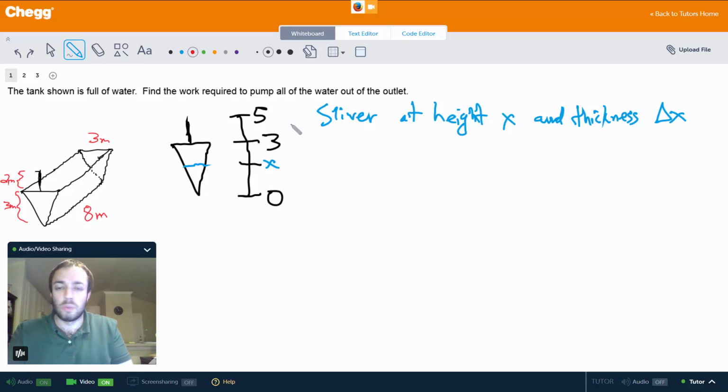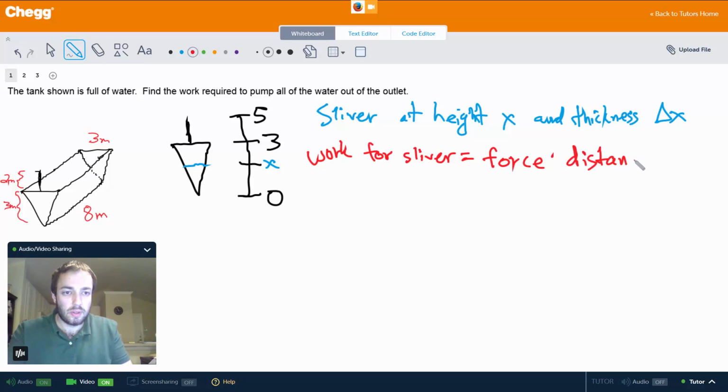So what's the work required to pump out just this one little sliver? We want to take this tiny sliver and pump it out of the tank through the spout up here. Since it's just one sliver, we don't need calculus yet. Remember, work for the sliver is force multiplied by distance, and force is mass times acceleration.